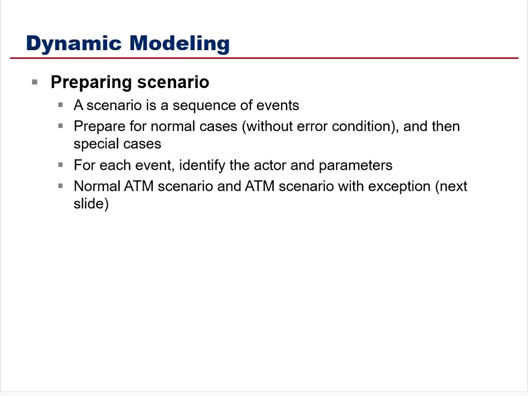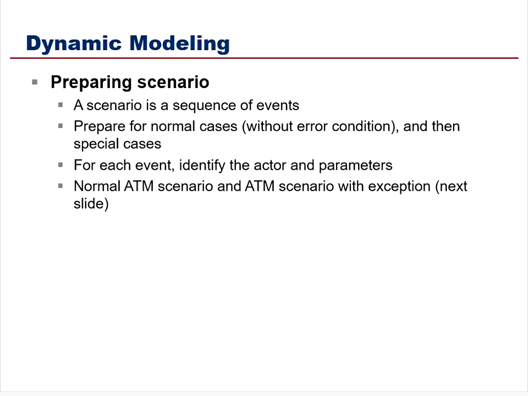The first step in the construction of the dynamic model is preparing the scenario. A scenario is just a sequence of events. We have to prepare it for the normal cases without error conditions, and then we have to prepare the scenario for the special cases. So in this dynamic modeling we follow the first step, preparing the scenario. What is a scenario? It is a sequence of events. First the sequence of events is prepared for the normal cases, and after this it is prepared for the special cases.